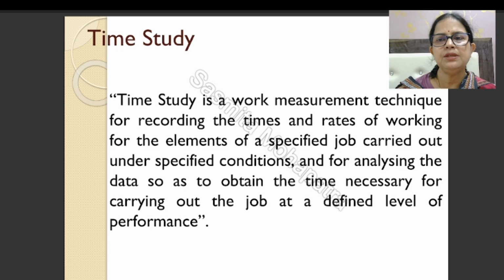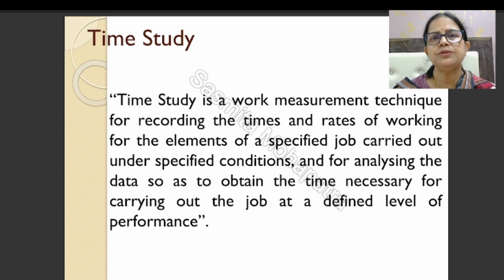Because when we fix a time, we can compare how much time the work should actually take and how much time the workers are taking to complete it. If someone is taking more than 1 hour, like I have given one example, stitching a shirt, taking 2 hours is too much time.